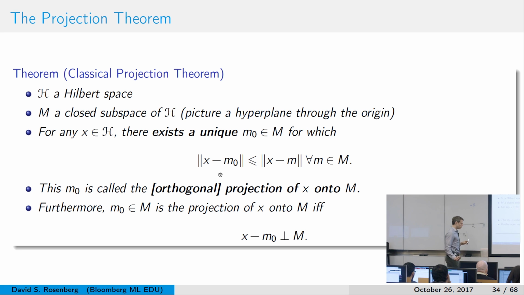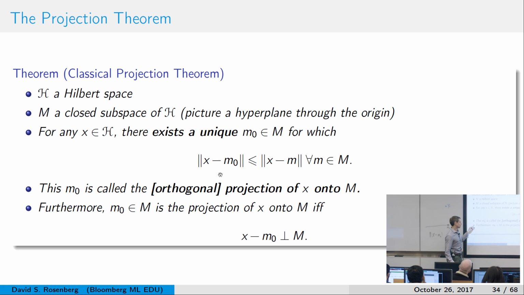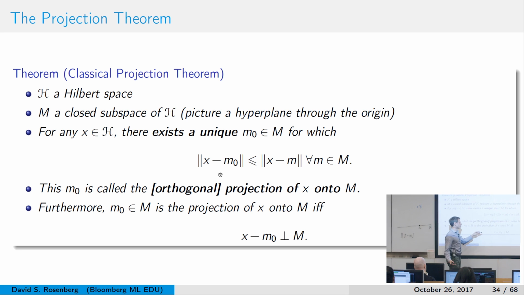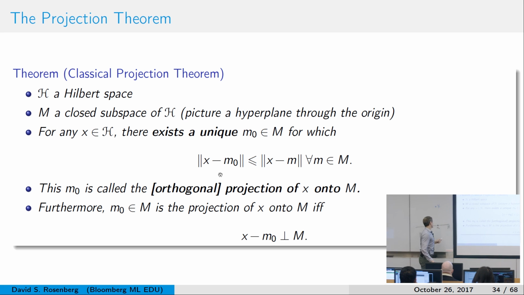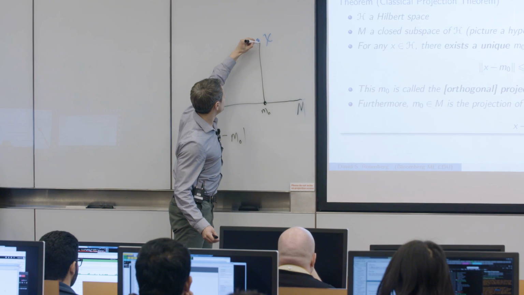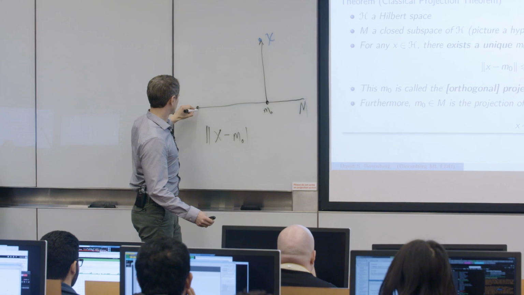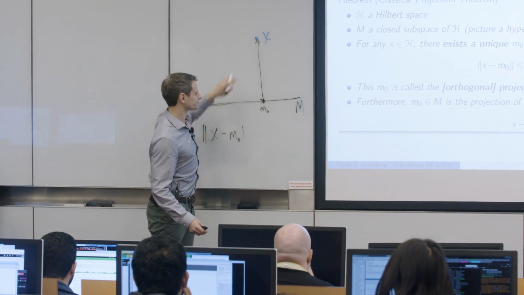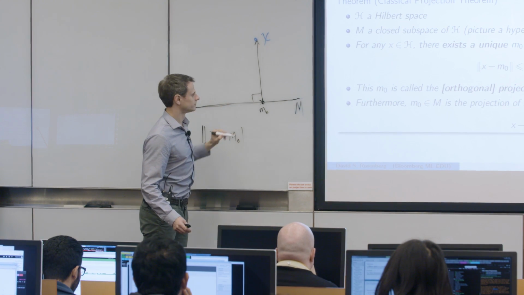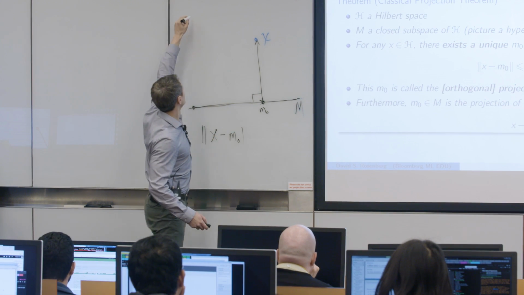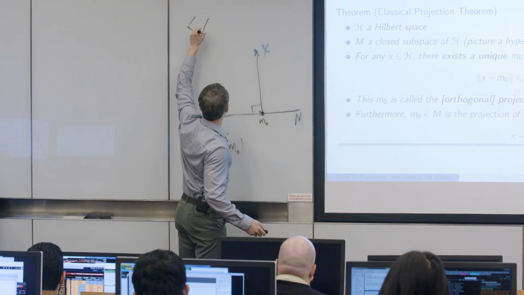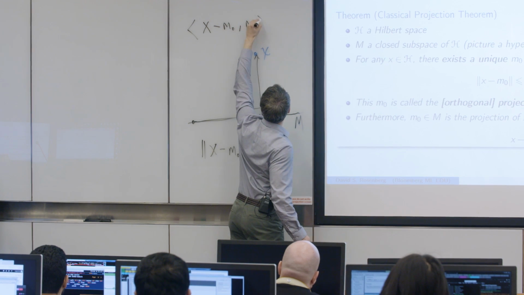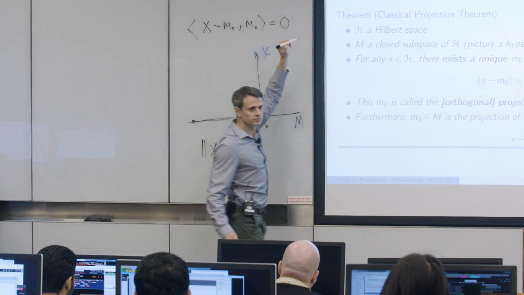And moreover, and this is an important characterization that we'll use, m0 in M is the projection if and only if the vector from the projection m0 back to x, that is x minus m0, is orthogonal to M. Which of course means x minus m0 and m0 have inner product 0. Okay.